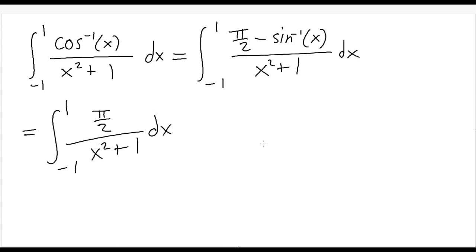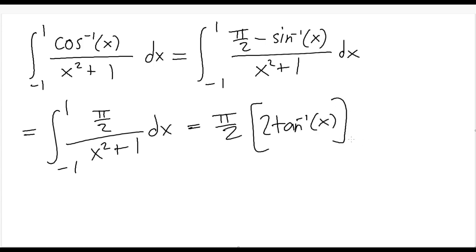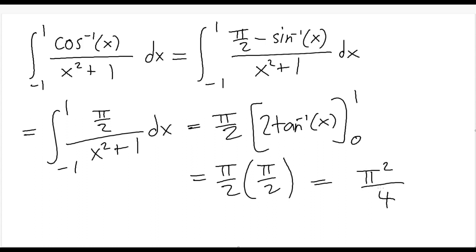Mind blown, right? So this is just inverse tangent, straight up, pi over 2. This is an even function, so you could just multiply it by 2: inverse tangent of x from 0 to 1. Even symmetry. And so now, what's inverse tangent of 1? Pi over 4, right? So pi over 2, pi over 4 times 2, that's pi over 2. So the answer is pi squared over 4.